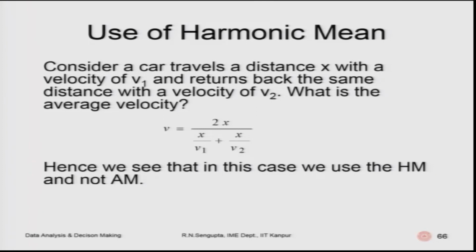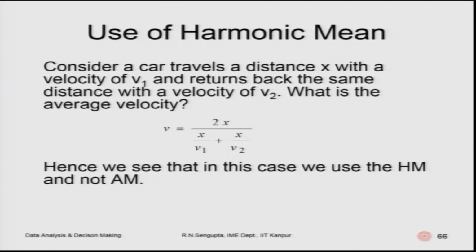So, the total time taken is x by v1 plus x by v2, which is the denominator as you can see in the slide. Now, I want to find the average velocity. Average velocity is the total distance travelled divided by the total time. I have travelled from Bengaluru to Chennai and back, so the total distance is 2x, and the time taken is x by v1 plus x by v2.